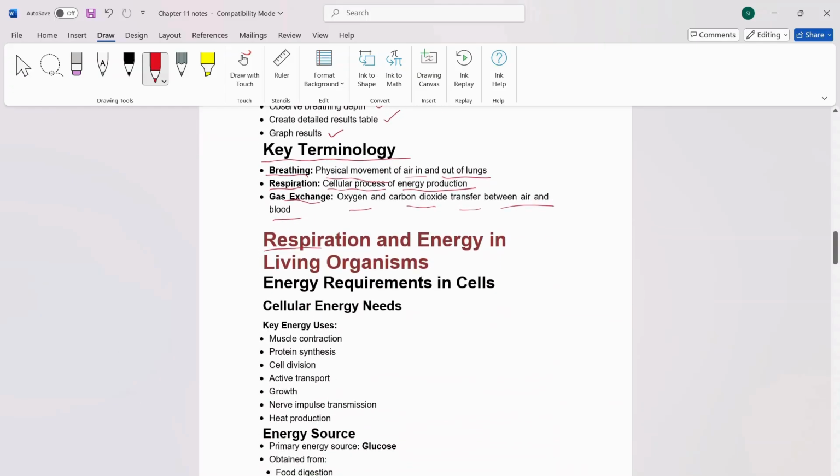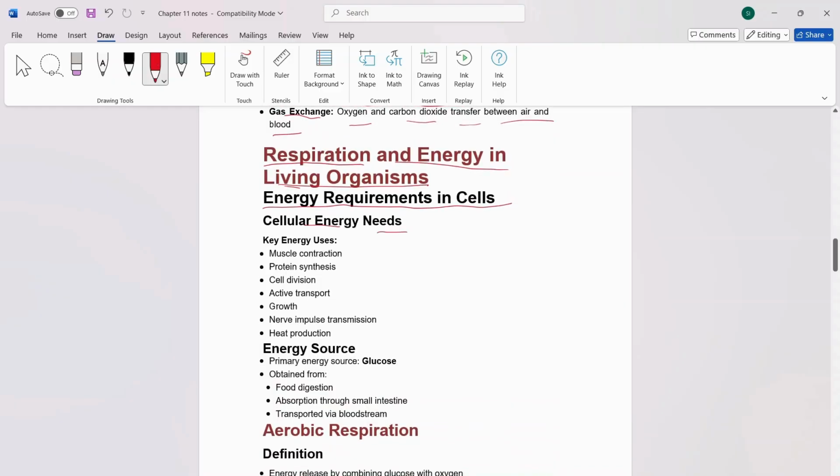Alright, now let's talk about respiration and energy in living organisms, energy requirements in cells. Cellular energy needs. Key energy uses: muscle contraction, protein synthesis, cell division, active transport, growth, nerve impulse transmission, heat production. Energy sources include the primary energy source glucose, obtained from food digestion, absorption through small intestine, and transported via bloodstream.